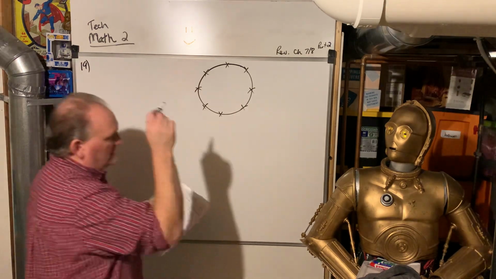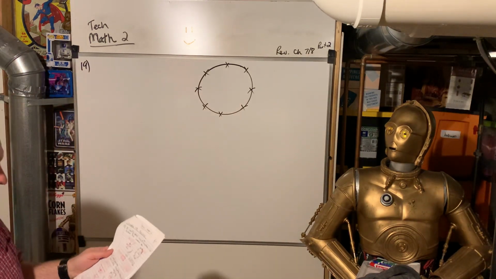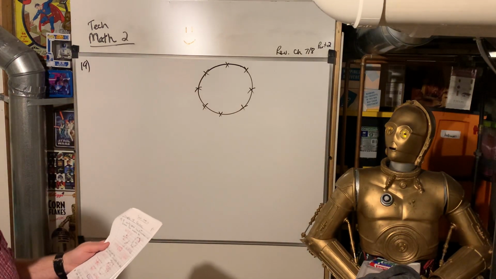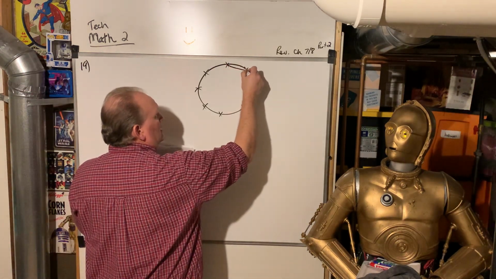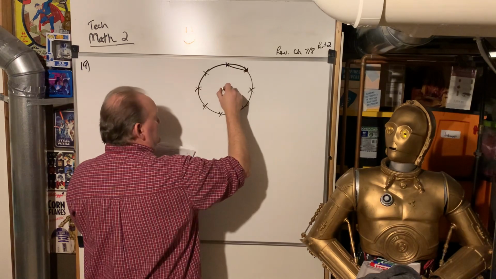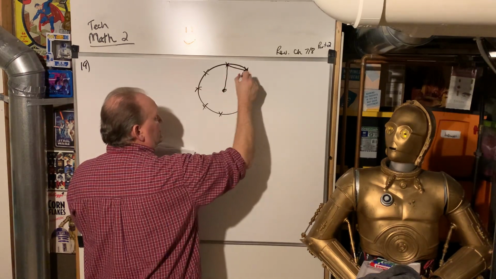1, 2, 3, 4, 5, 6, 7, 8. Like across from each other. Everything's across from each other. And so they want this distance. They want a distance from here to there. So it isn't the arc. This isn't an arc length problem.